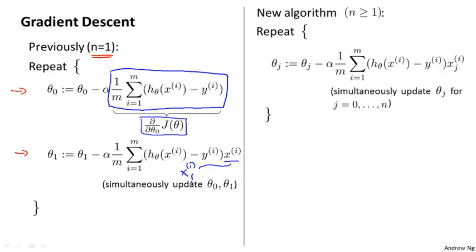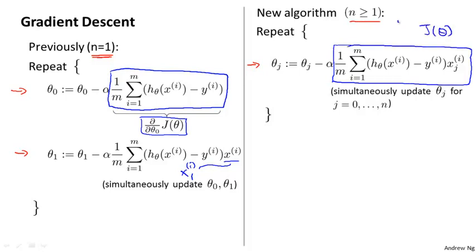Let's look at the new algorithm for when we have more than one feature, when the number of features n may be much larger than 1. We get this update rule for gradient descent. And for those of you that know calculus, if you take the definition of the cost function and take the partial derivative of the cost function J with respect to the parameter theta j, you find that that partial derivative is exactly that term that I've just drawn the blue box around. And if you implement this, you will get a working implementation of gradient descent for multivariate linear regression.